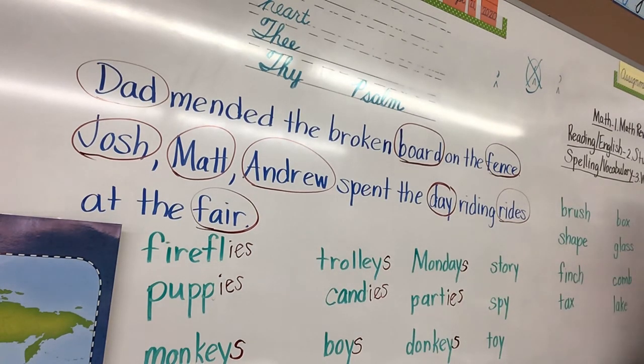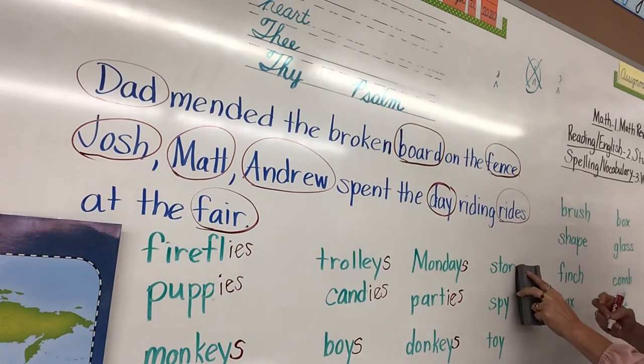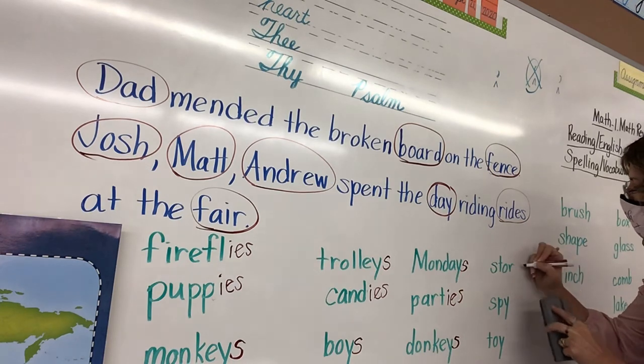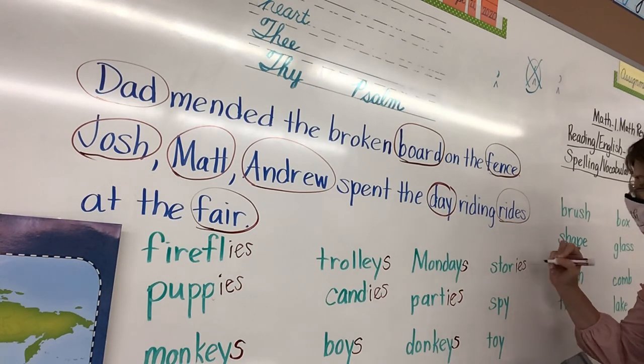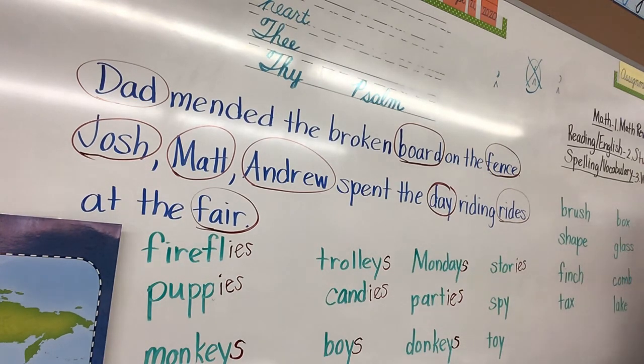What's the next word? Story. What's in front of the Y? R. Can you see story? Yes, you can. Okay, so what are we going to do? Change the Y into an I and add ES, because R is a consonant.